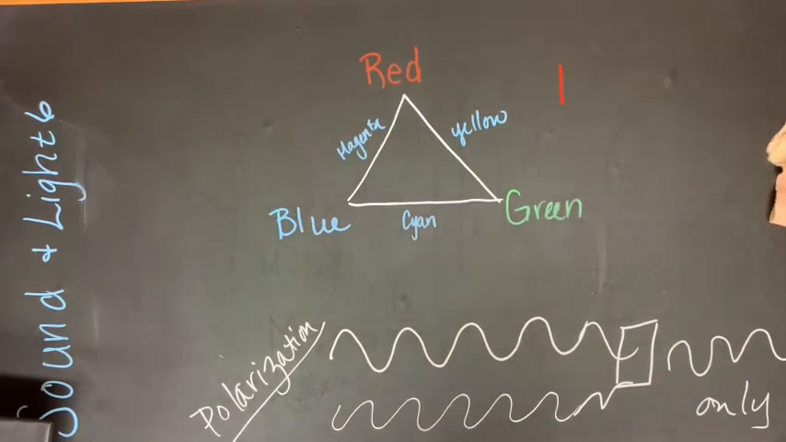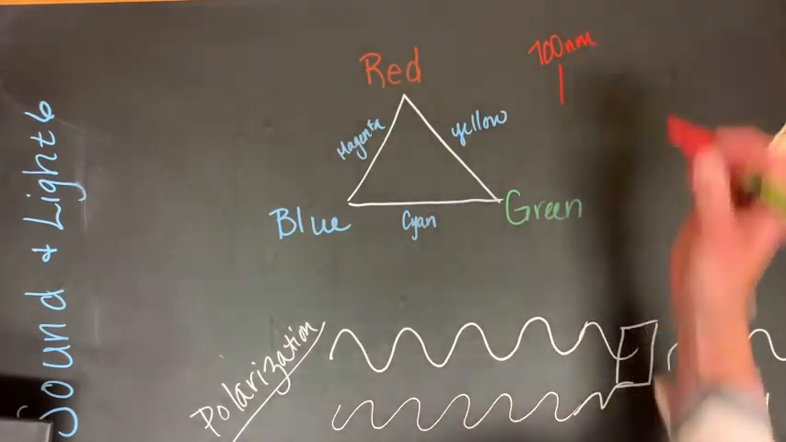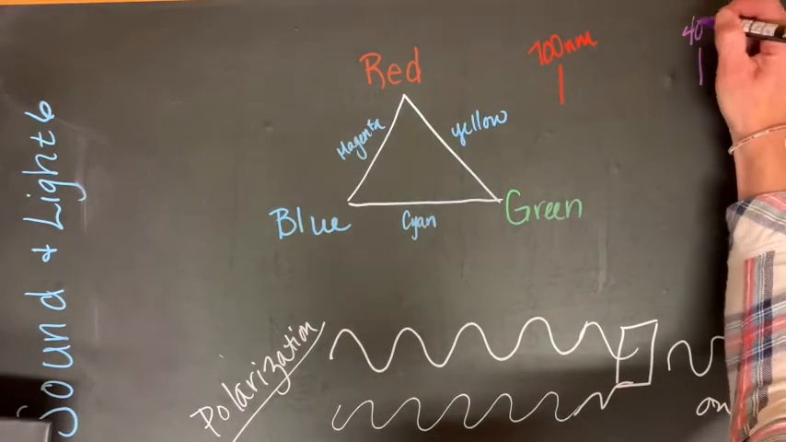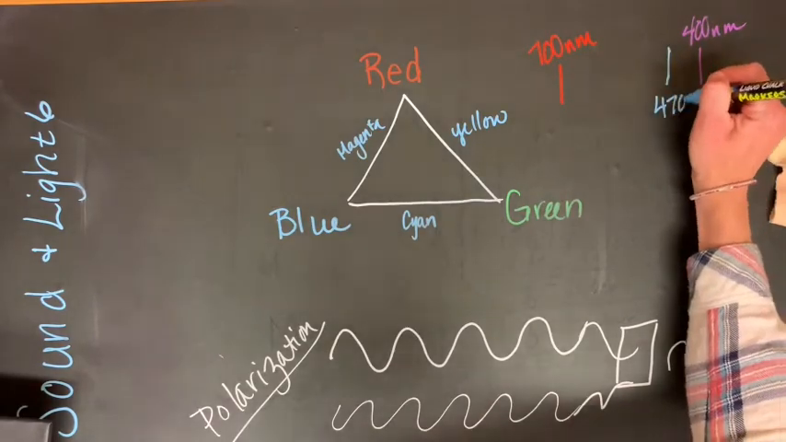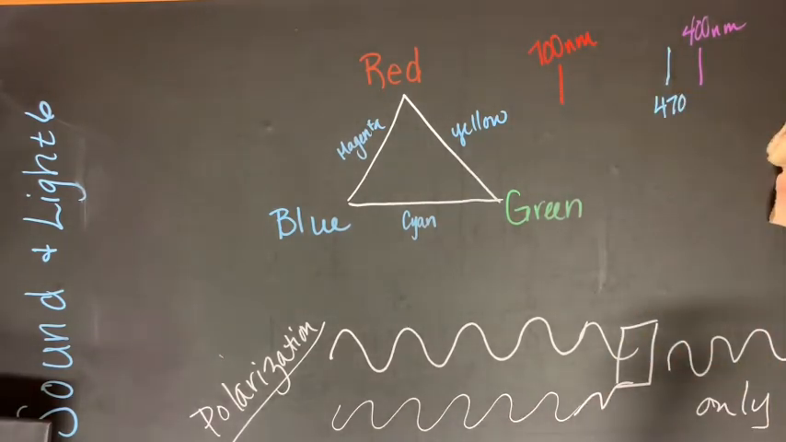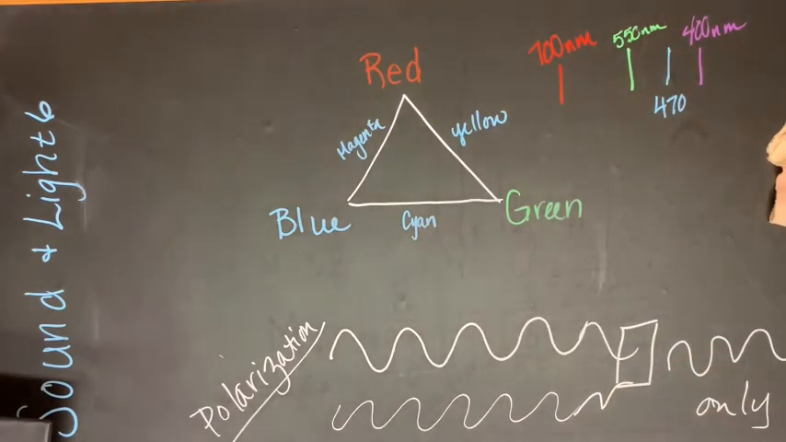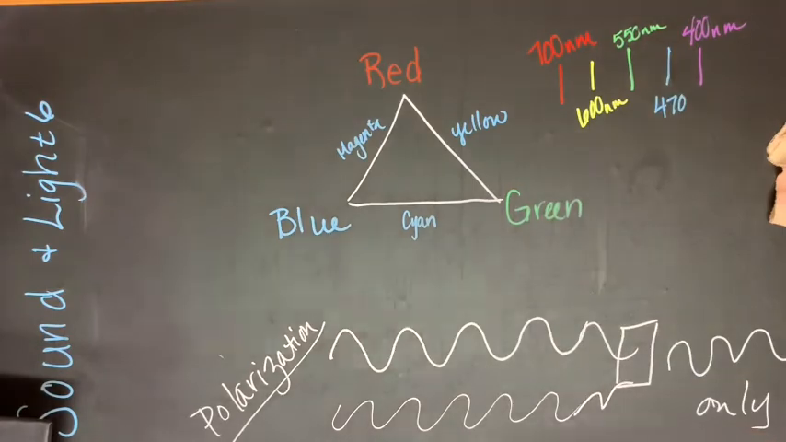So it goes red, orange, yellow, green, blue, violet. Red has a wavelength of 700 nanometers, all the way to purple, which has a wavelength of around 400 nanometers. Green in there at about 550 and blue in there at 470. Sure, we'll put some yellow in there at about 600. So that's the wavelengths of our visible light colors, and they are different.